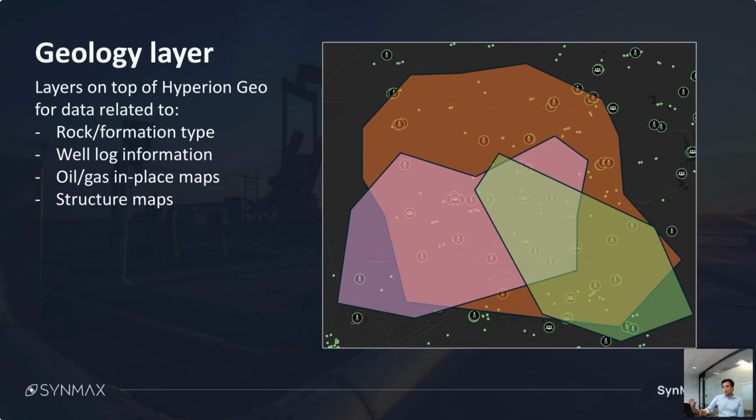There's also a lot of other information which we have pulled in, which relates to well logs, oil and gas in place maps, and structure maps. A lot of this is public information. Some of this we have put together ourselves. So we want to come up with a way to display all of this on the Hyperion Geo platform.